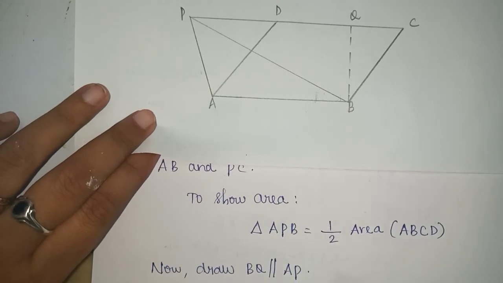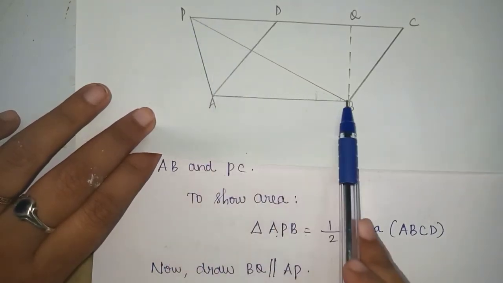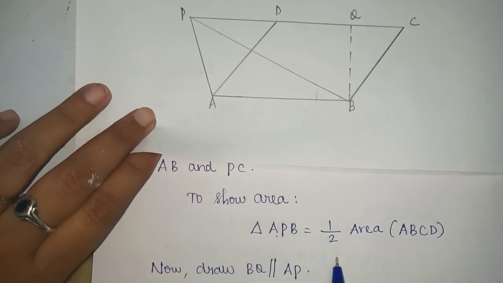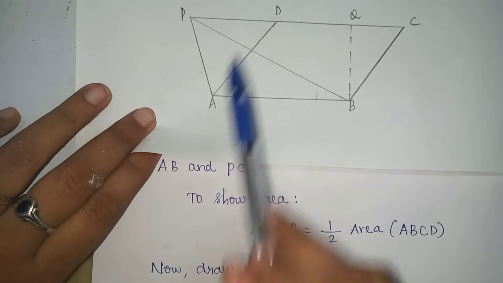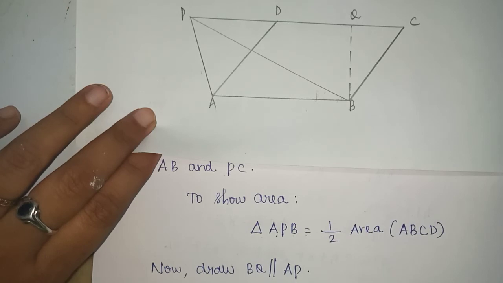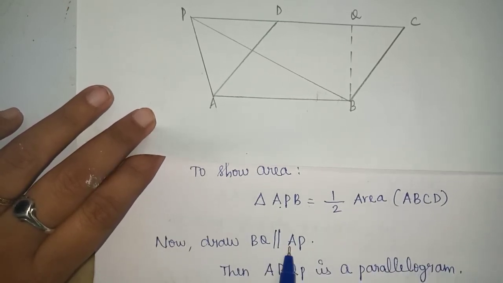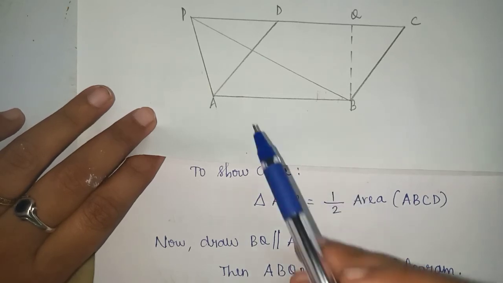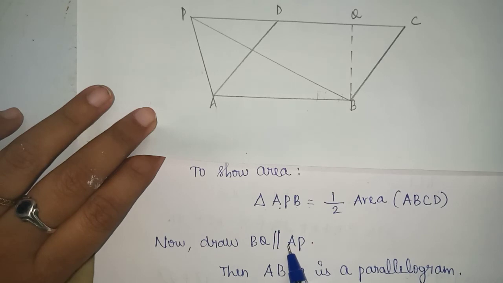Then to show that triangle APB is equal to half of area of ABCD. That is, the area of a triangle is equal to half of the area of a parallelogram, that is what we prove. Now draw BQ parallel to AP. So to the line AP, we draw the line BQ parallel.